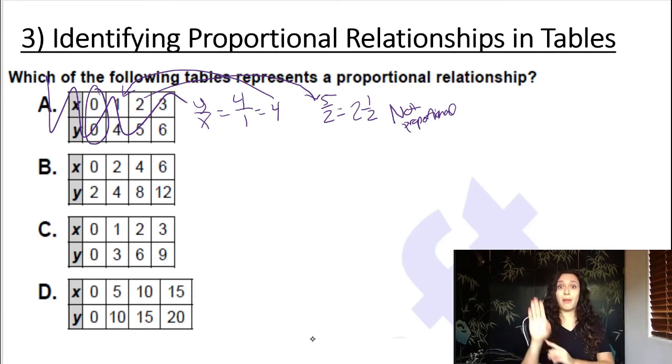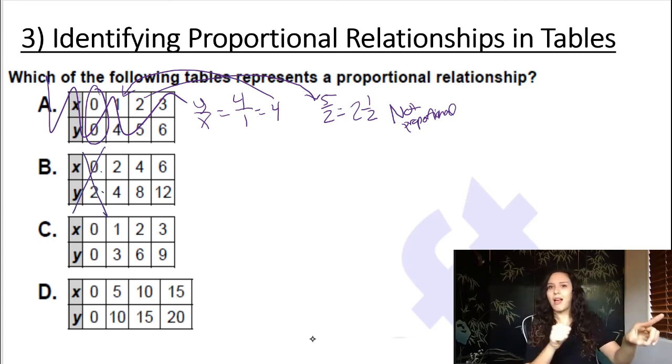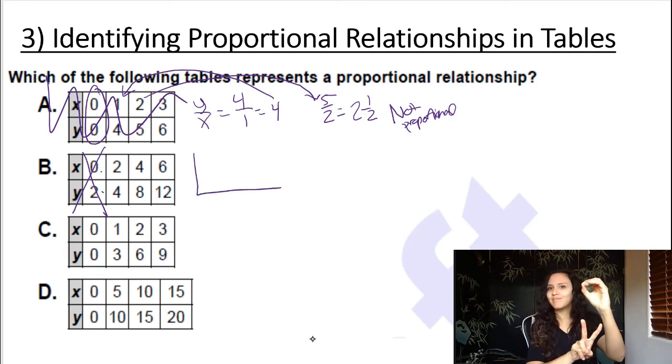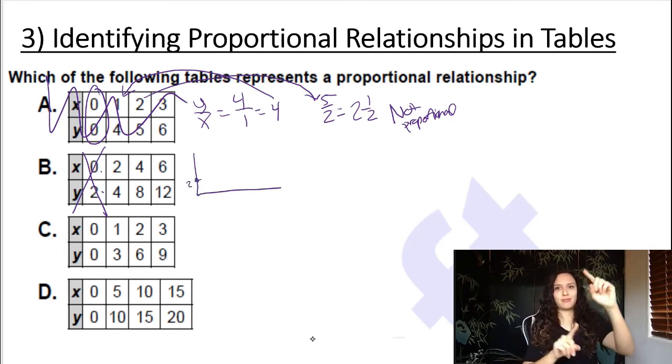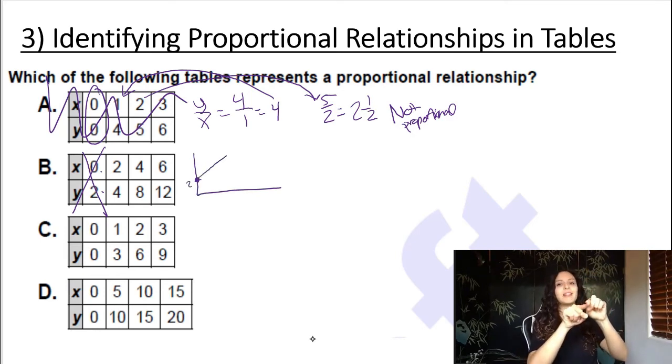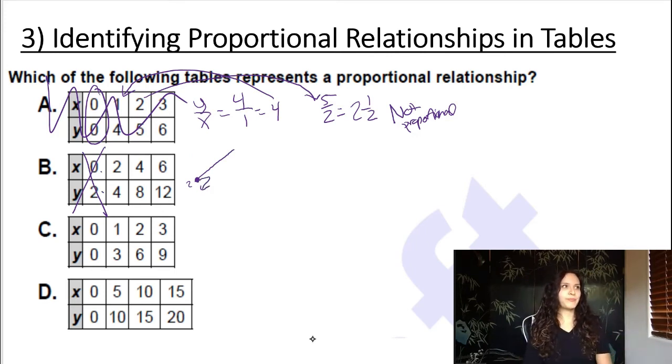Let's look at B. I can automatically say that B does not work because if one value is 0, the other one has to be 0. What it's saying is this: at 0, 2, this is where that graph starts, and then it continues, however it does. It needs to start at 0, 0. We know that proportional relationships must start at 0, 0, but if one is 0, the other one has to be 0, so automatically not proportional.